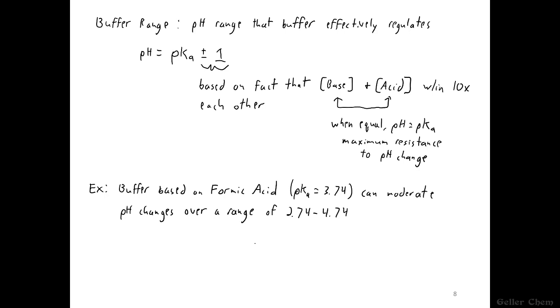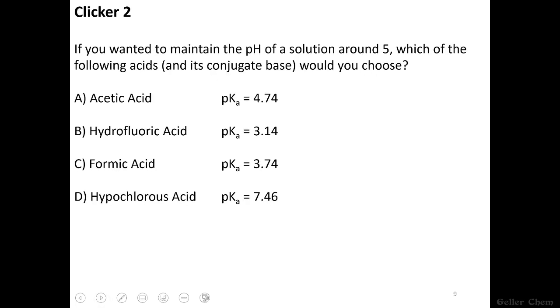6 to 6.1, you would not make a buffer using formic acid and its conjugate base, because that is outside of the range where it can effectively control the pH value. And so there's a clicker to go with this idea, but we will do it in Zoom.